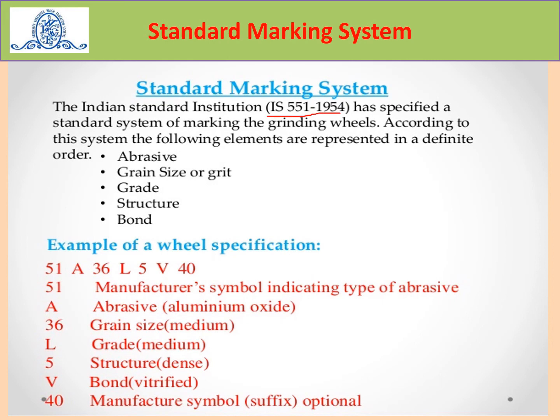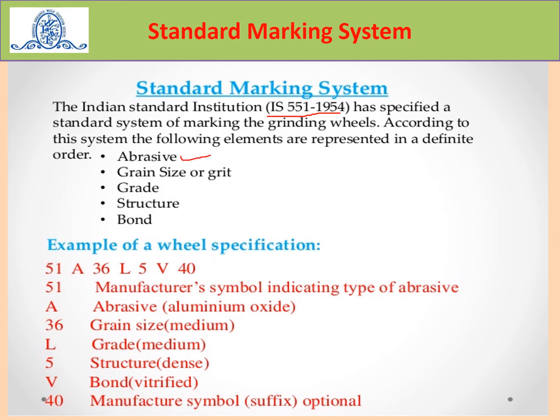IS 551-1954, the Indian Standard Institution marking system, has specified a standard marking system for grinding wheels. So this code, IS 551-1954, is responsible for the marking of the grinding wheel, and that is nothing but the Indian Standard Institution standard for the grinding wheel.